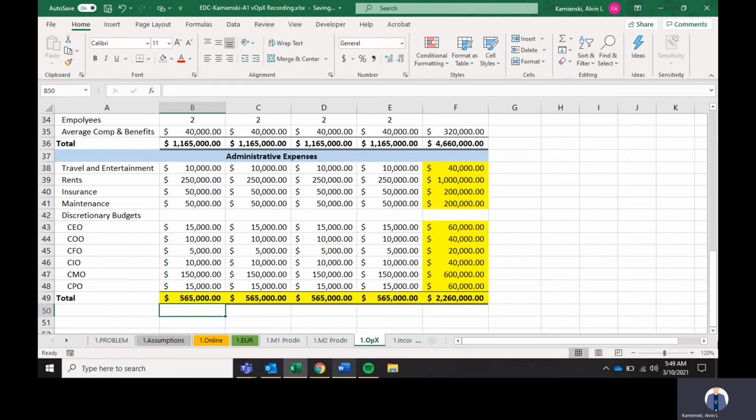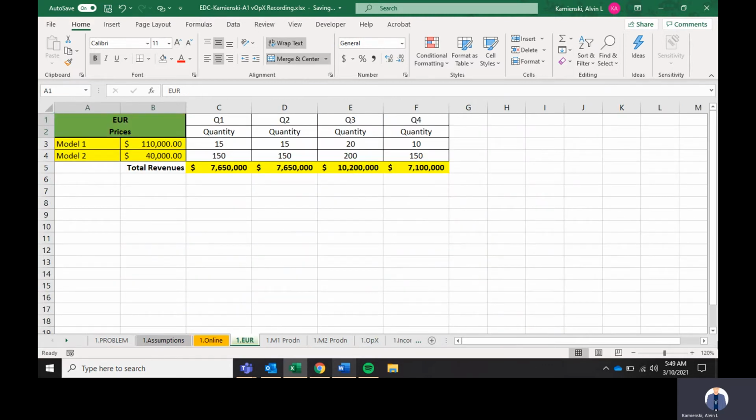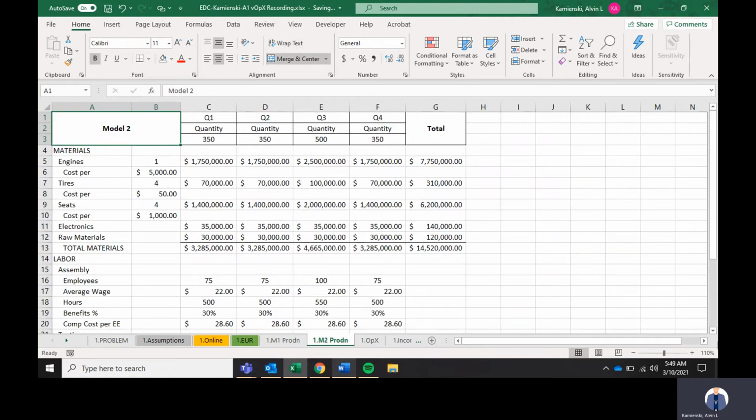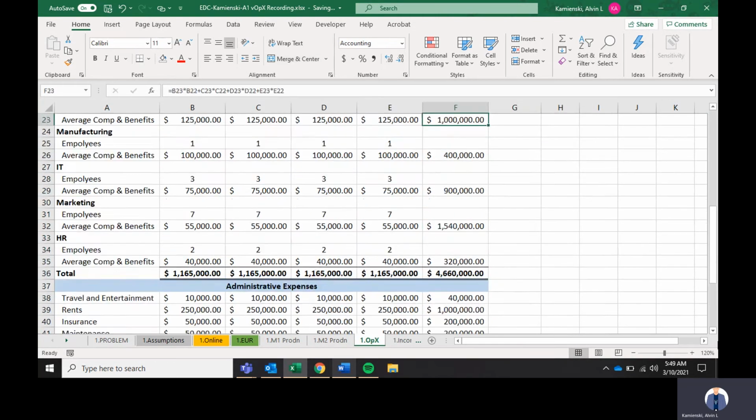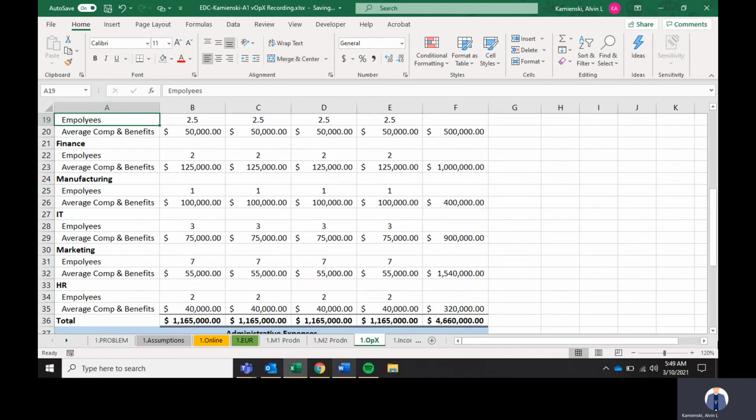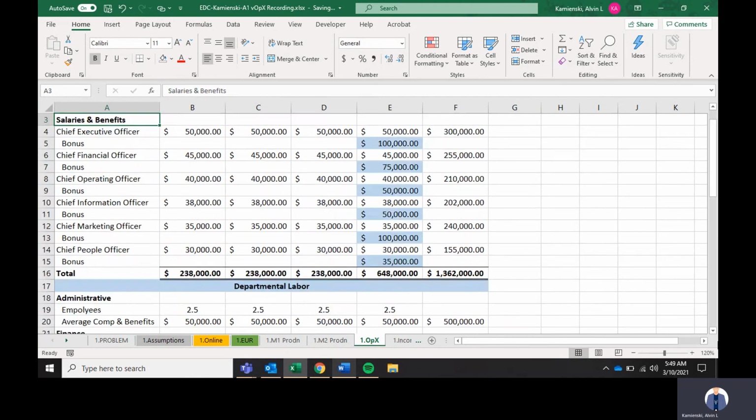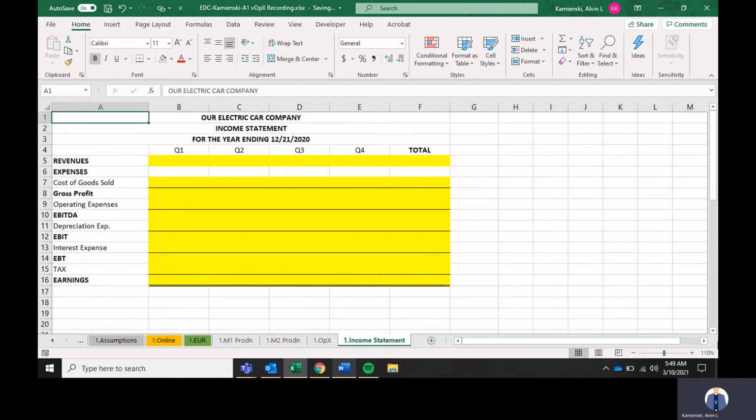And now it looks like I've got good operating costs. And now I have successfully thought of, here are the drivers of my revenues, what I sell online and in Europe. Here are the drivers of my cost of goods, materials and labor. Here are the costs of running my organization, from management to departments down to administration. So let's pull it all together and see whether or not this company is going to be profitable.